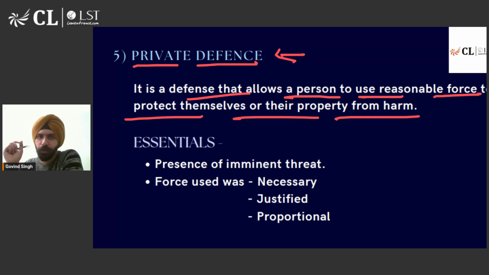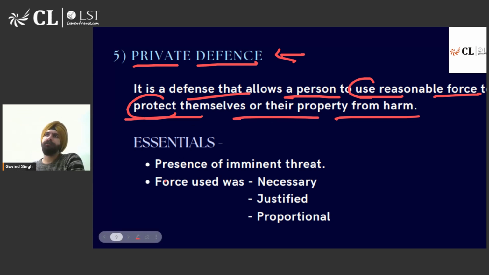Would you be liable for assault, for creating a threat in the mind of that person that you would hit him or her? No, you would not be liable for assault because you were acting in private defense. You are using reasonable force to protect yourself. So, no liability for assault. There are three, in fact four, essentials which you have to keep in mind when judging whether you would get private defense or not.